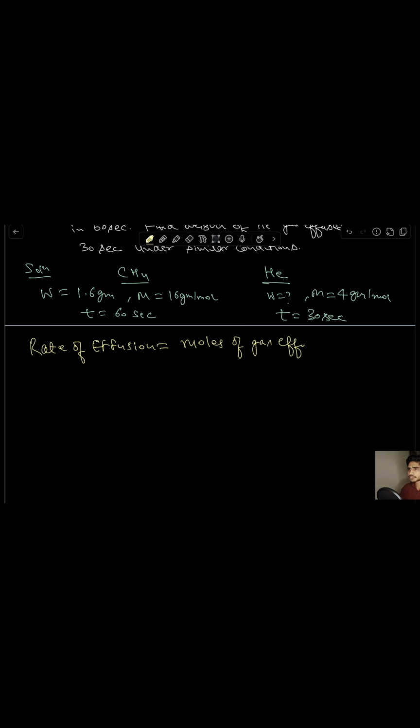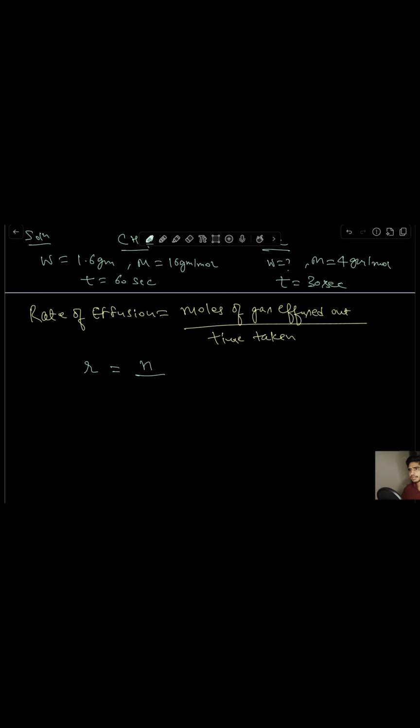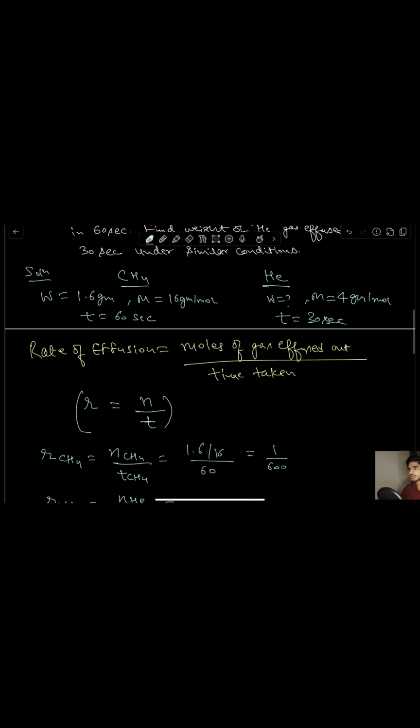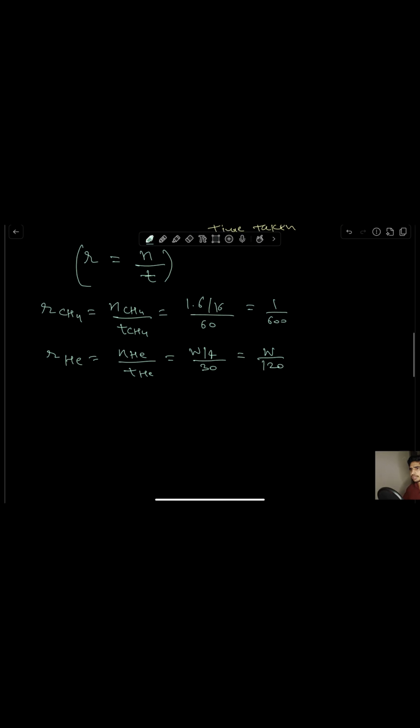We know that the rate of effusion is the moles of gas effused out divided by the time taken. So we can write R is n by t, moles divided by time taken. R for CH4 can be written as moles of CH4 divided by time taken by CH4. Here it is 1.6 divided by 16, divided by 60. Simple calculation, it will come out to be 1 by 600. Similarly for helium, we'll get W, which we have to calculate, divided by 4, divided by the time taken. Here it is 30 seconds. So it will come out to be W divided by 120.